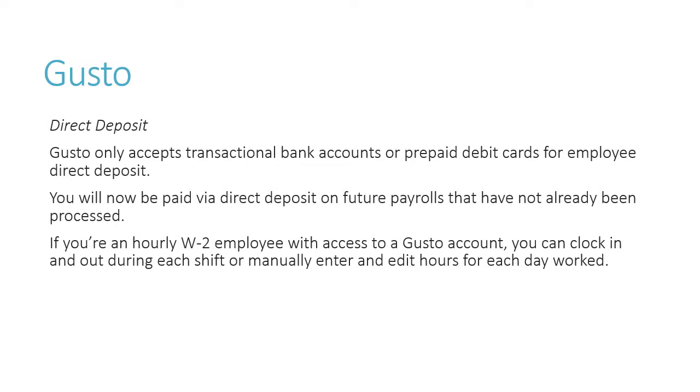Sign into your Gusto account and click the Job and Pay tab. Under Payment Method, click Add Method. Enter your routing number, account type, and display name. Click Save.